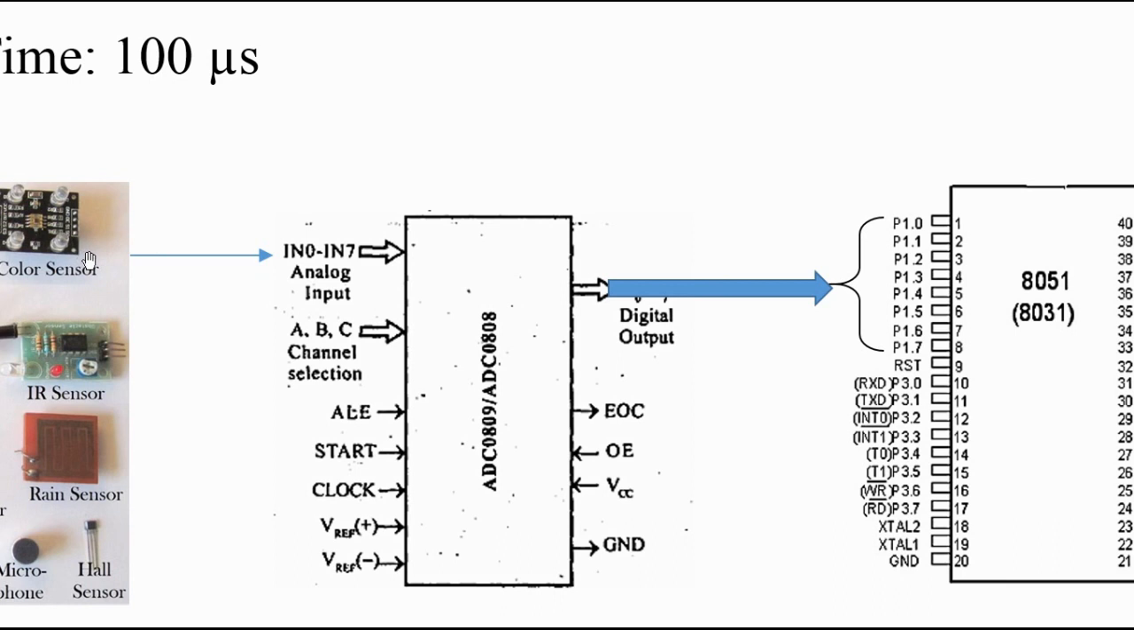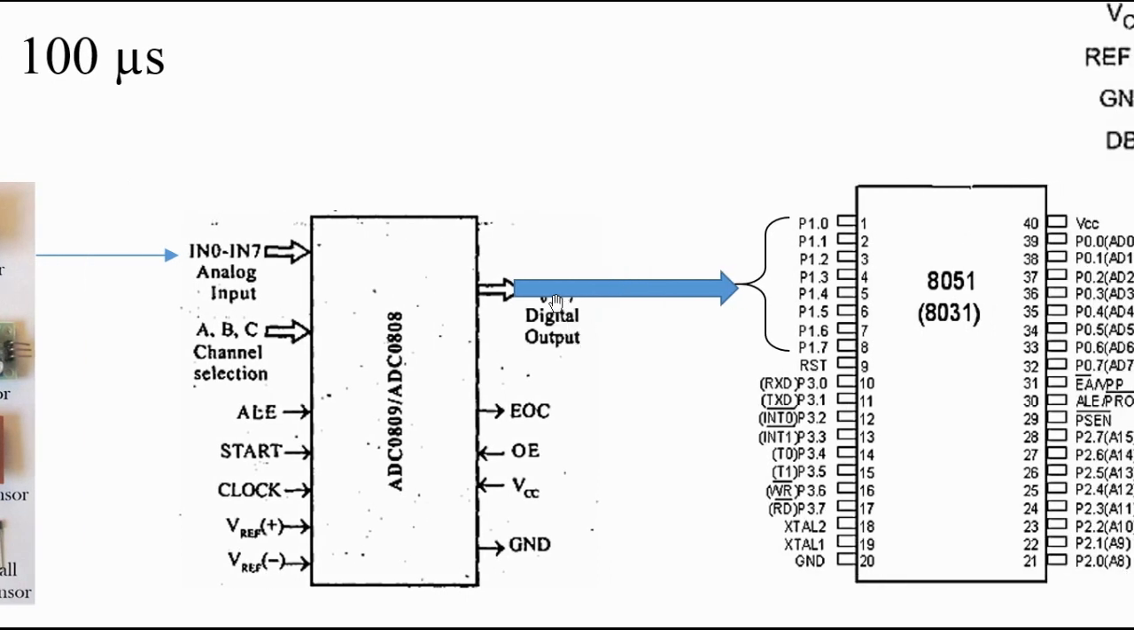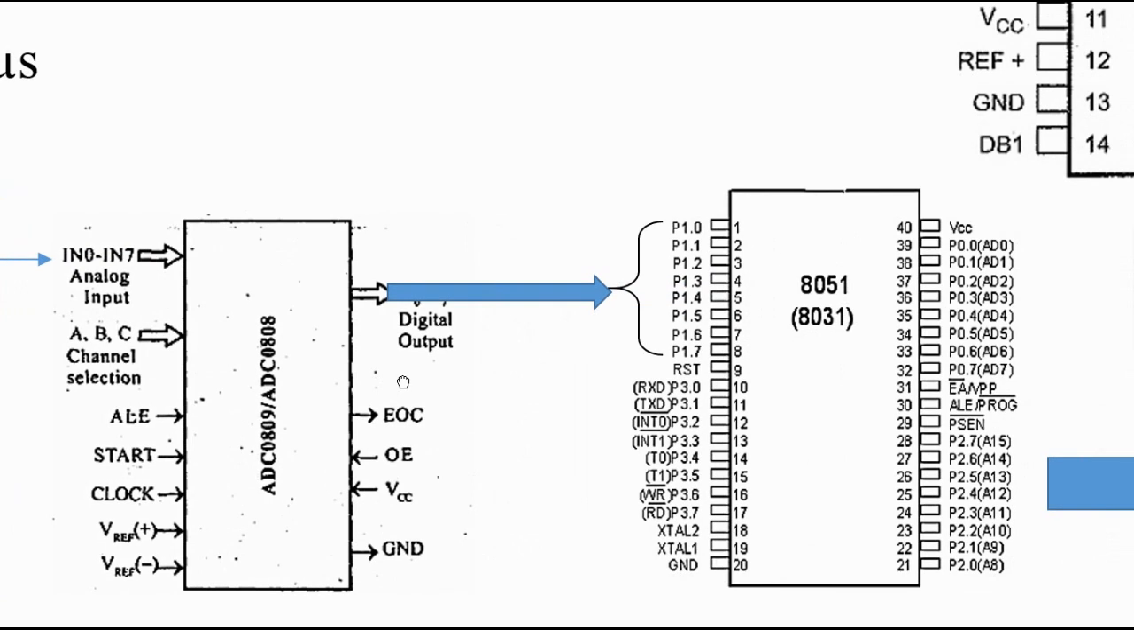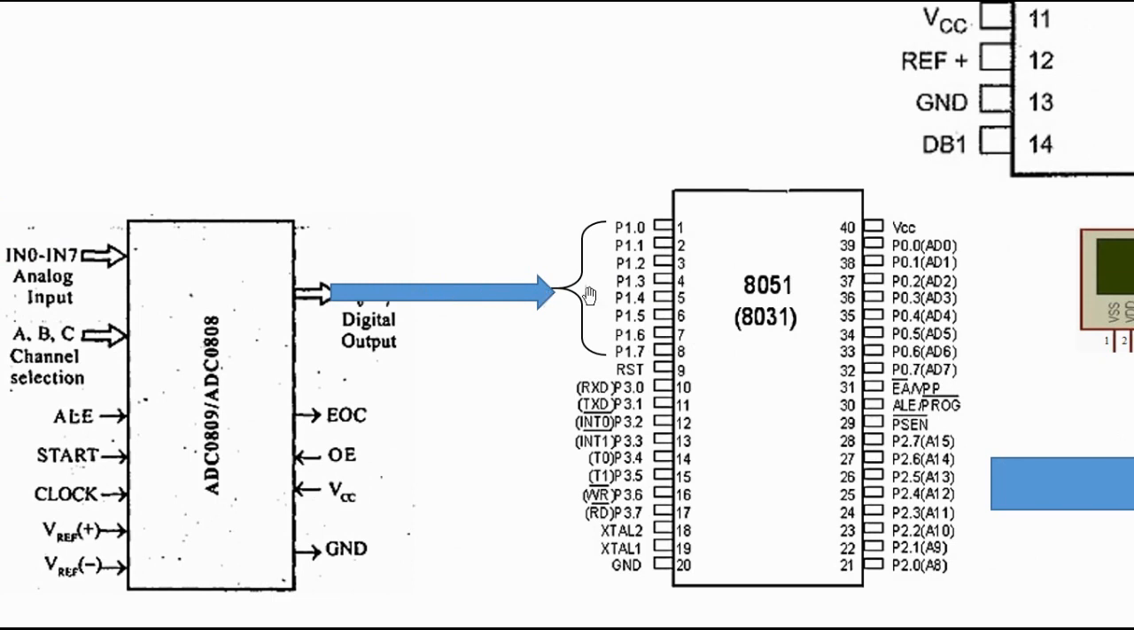The analog signal coming out from the sensor is given to the analog input channels. This signal, which is analog in nature, will get converted into binary at its digital output pins. The rest of the pins of this ADC are used for channel selection and handshaking purposes, that we will see later on. Now here the digital signal is available, and that digital signal is given to this port of 8051. Here the digital output is available in parallel form, and this is given to this 8051 port.